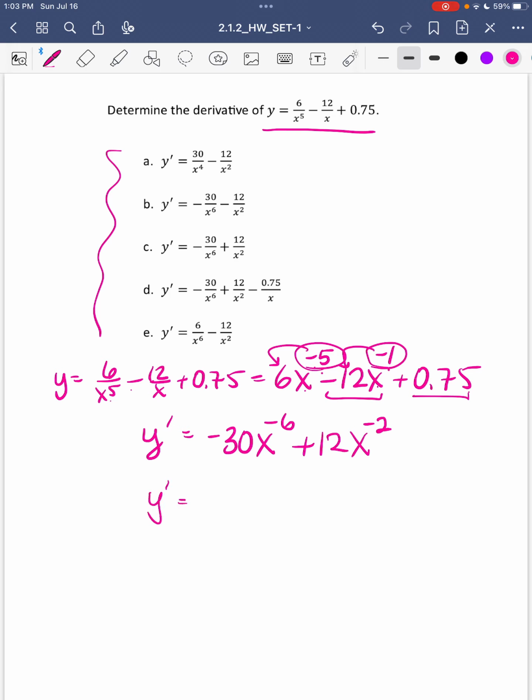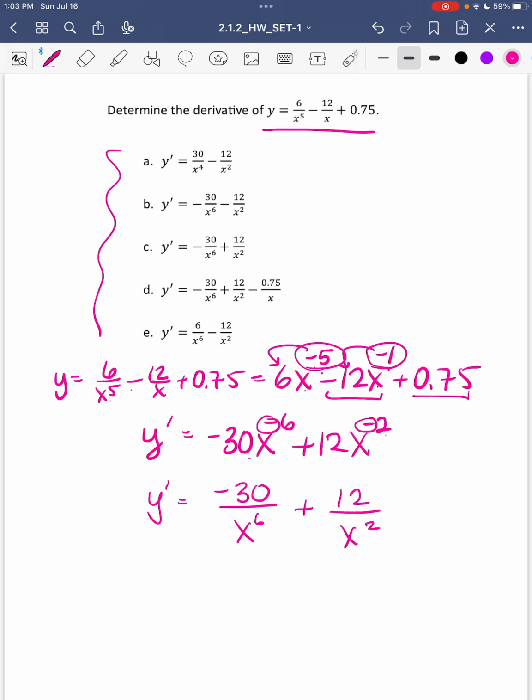Let's see, how do we write negative 30 times x to the negative 6 power? Well, that would be negative 30 divided by x to the 6th, since this minus sign here just means 1 over. And same thing here, when we have 12 times x to the minus 2 power, this means just 1 over, so that's going to be 12 over x squared.